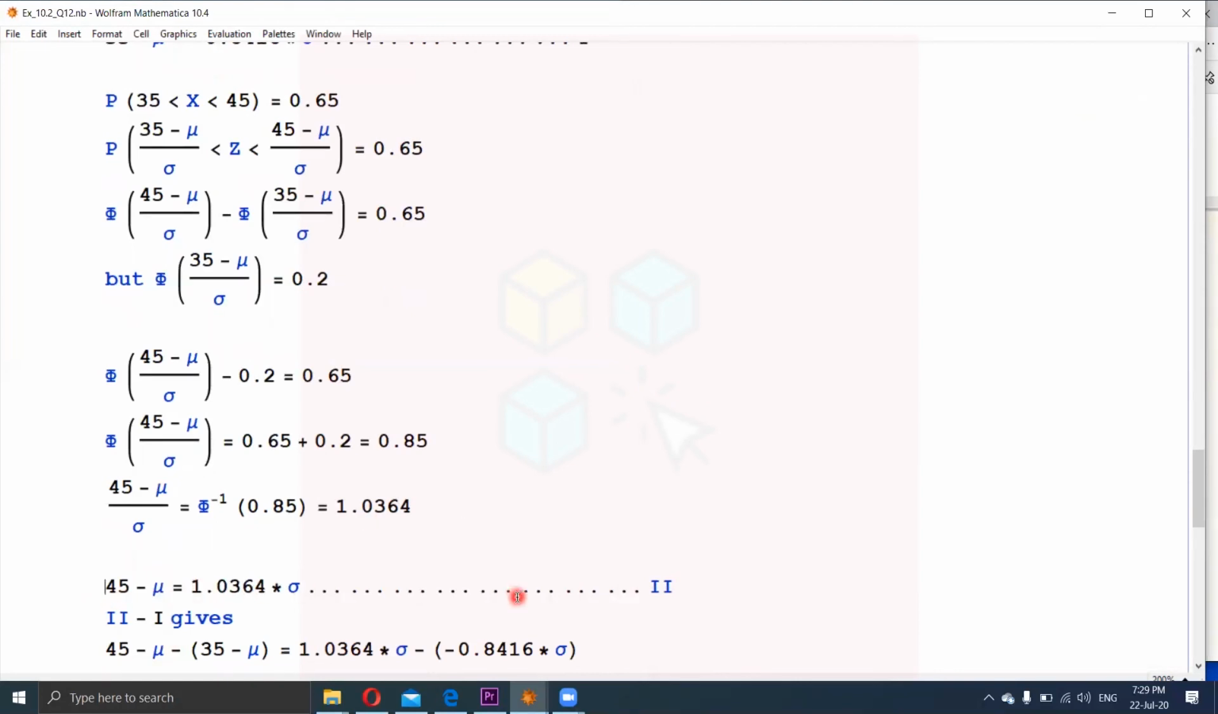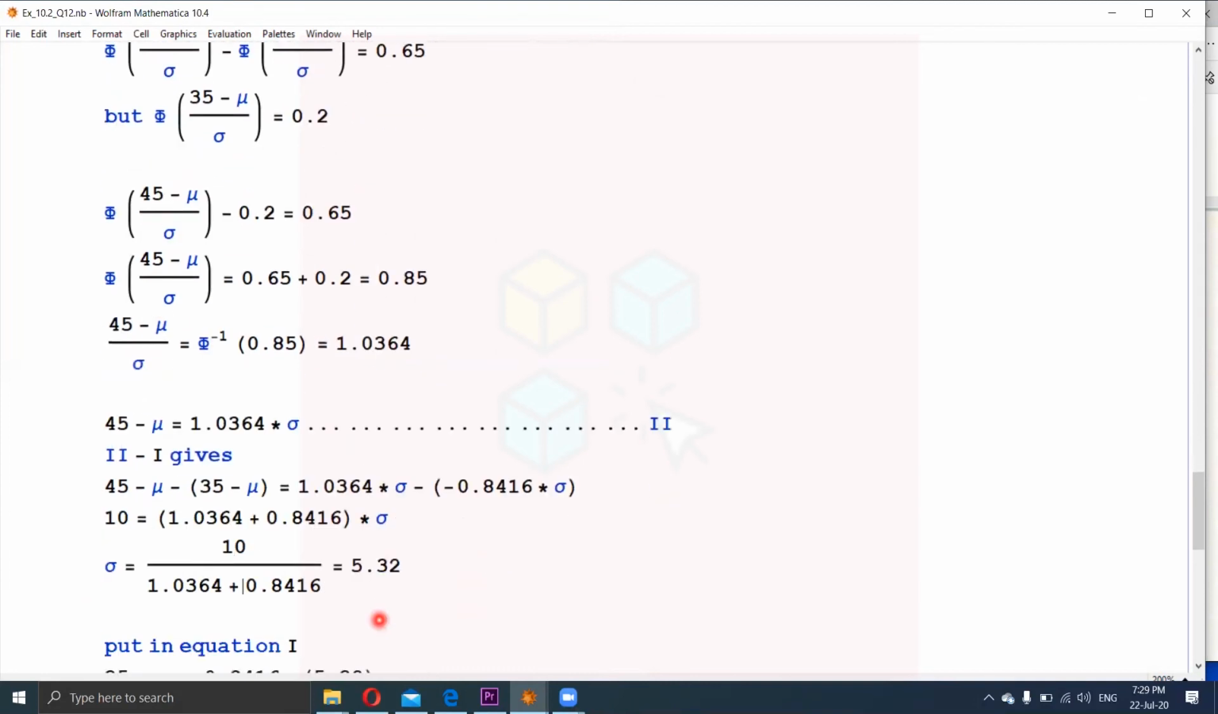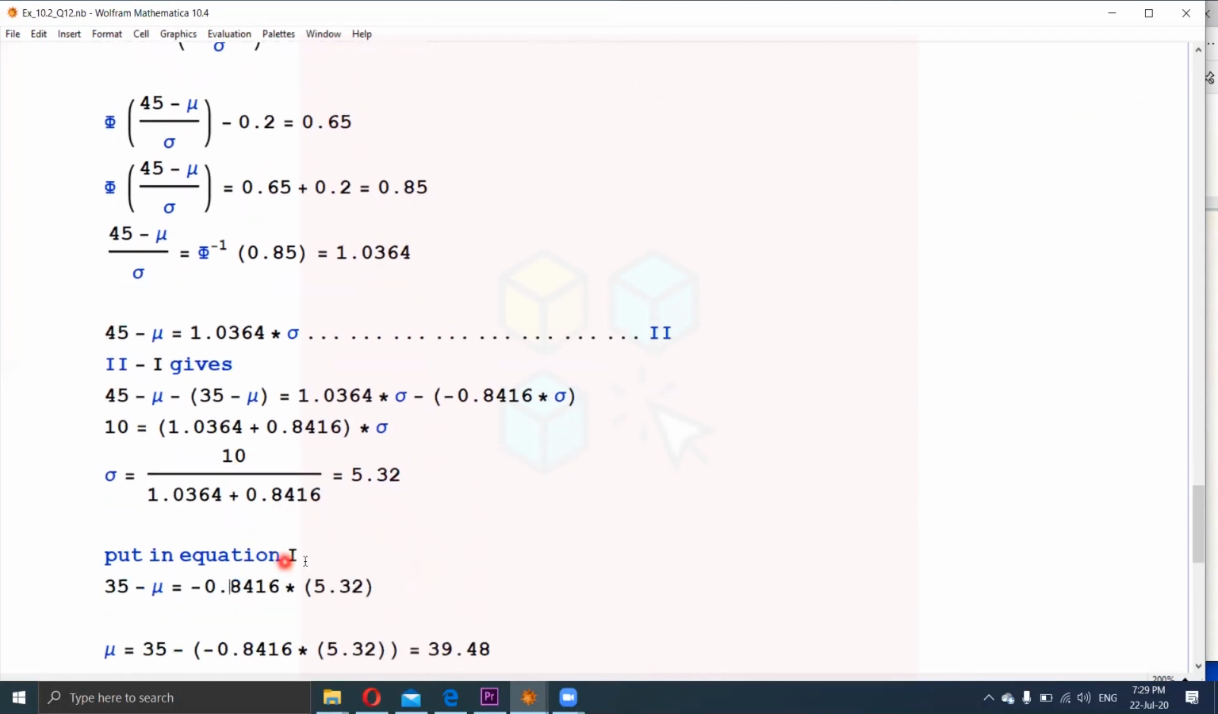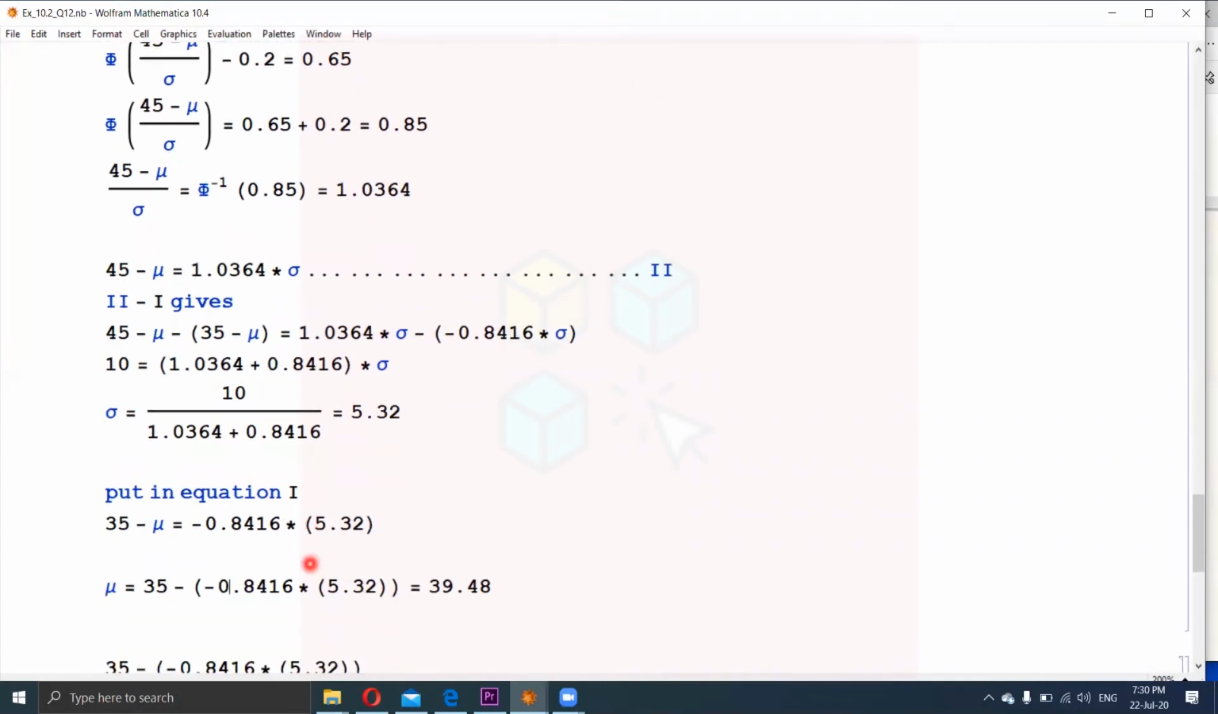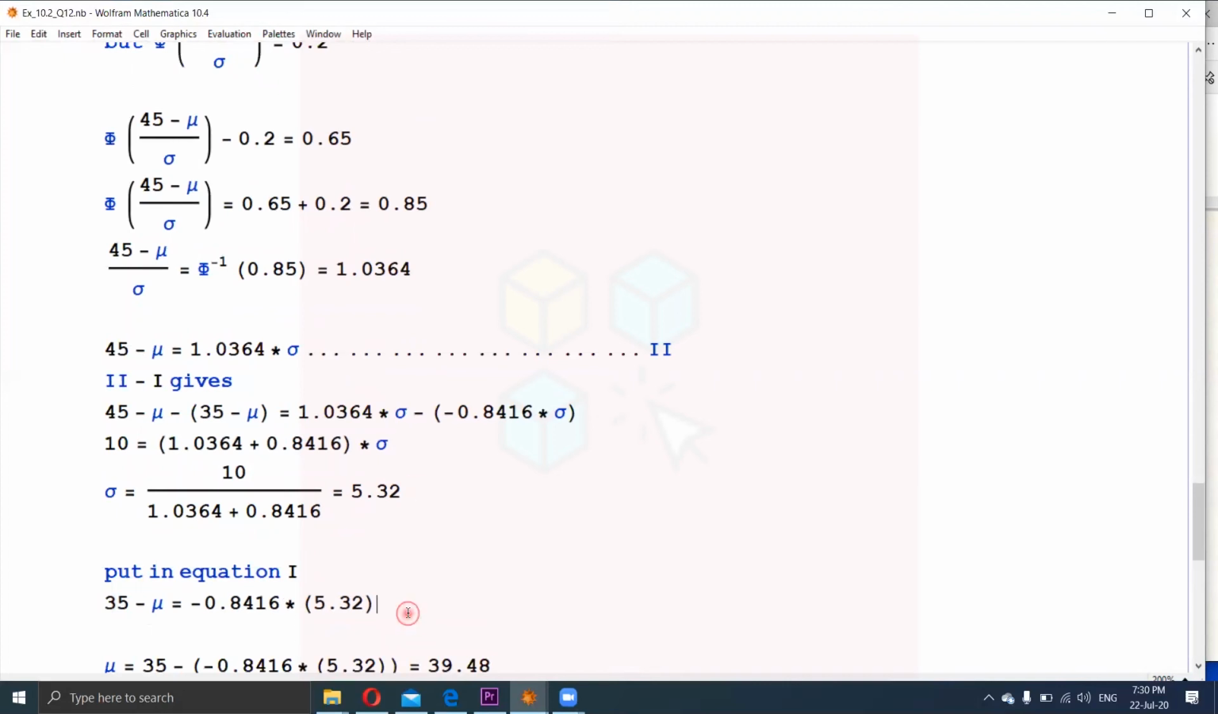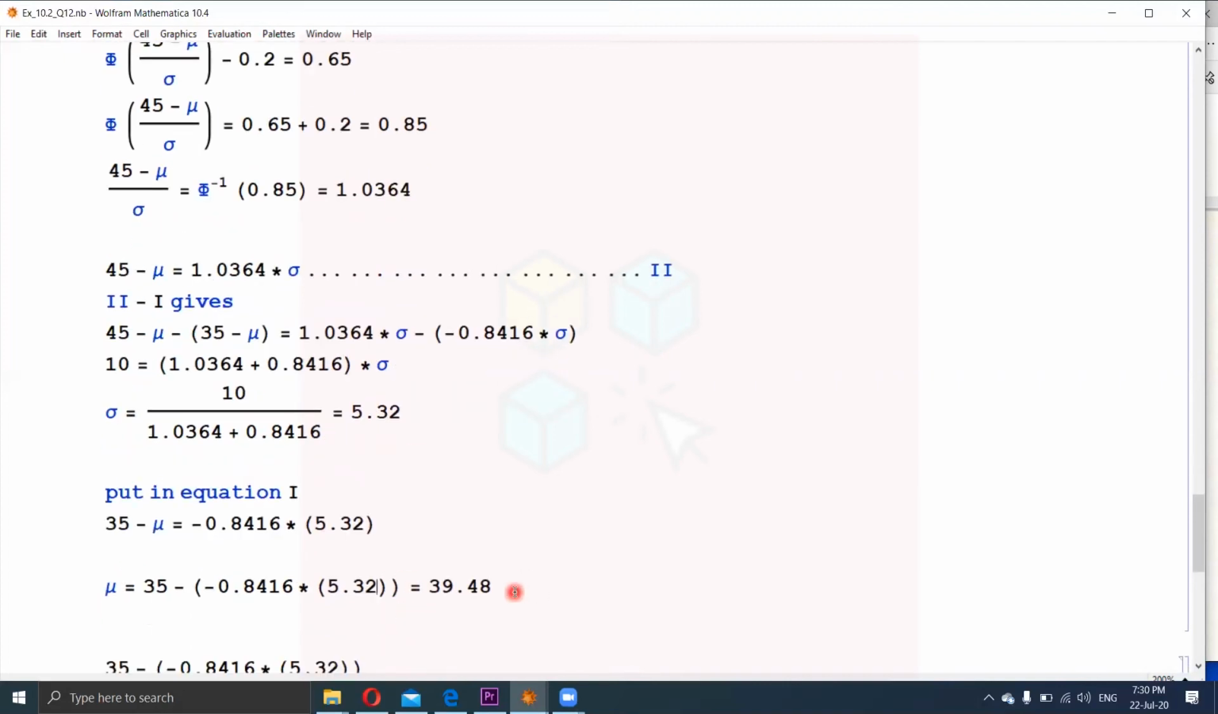So using these two equations, equation number 2 and 1, we can solve them simultaneously or by substitution method to obtain the value of sigma and mu. So from these two equations, we will have sigma as 5.32, and putting this value in equation 1 or 2, in our case, we are substituting it in 1, and the value of mu is obtained as 39.48. Since there is no unit of measurement, the answer is 39.48 for mu and 5.32 for sigma.